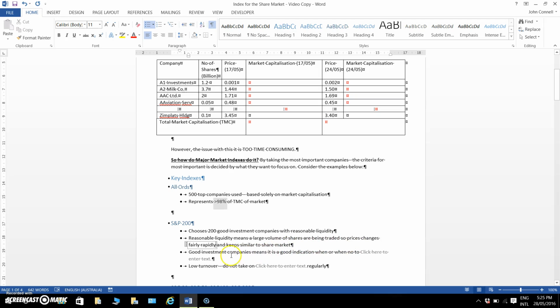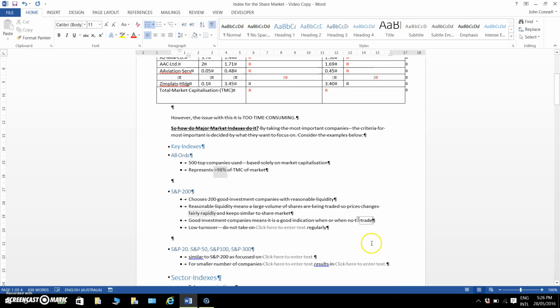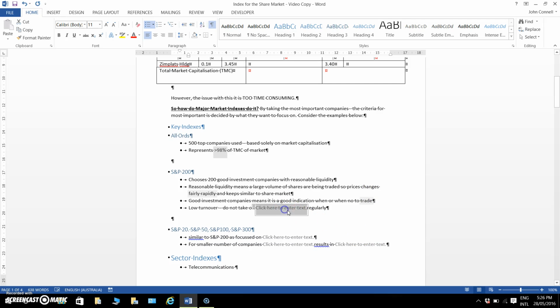So good investment companies also mean that this index tells us when or when not to trade. So it's a good indication on when or when not to trade. It also has a low turnover.